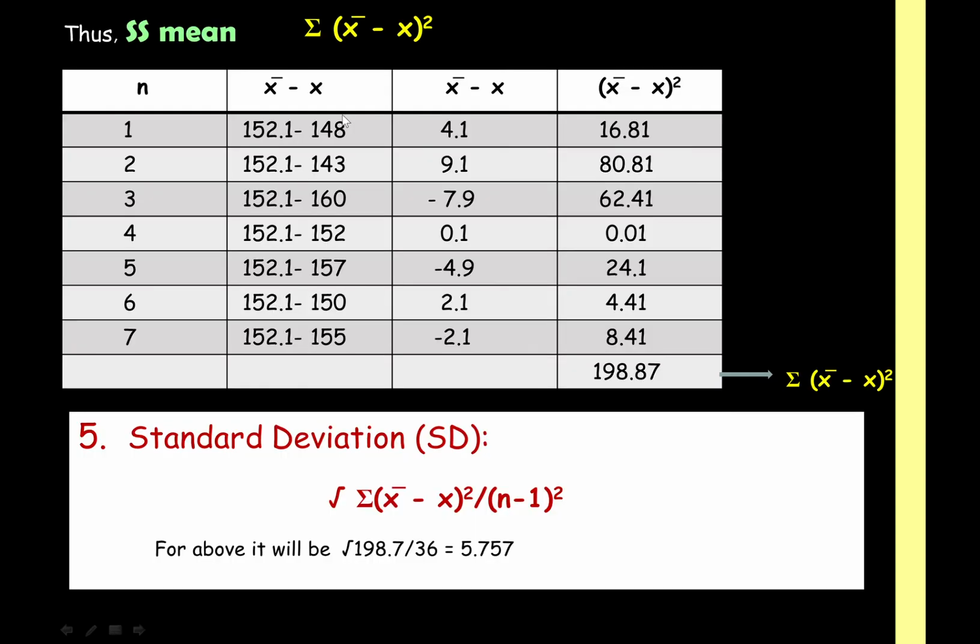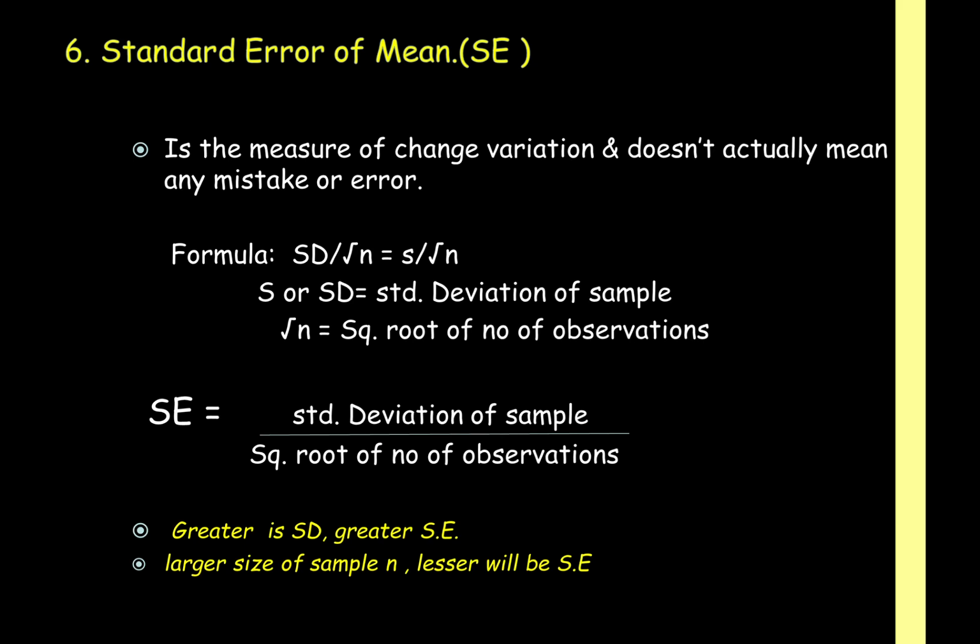This is the average value. These are different values, and they are squared, and you got this. And this, if divided by n minus 1 square, that is the number of observations minus 1 square, what you get is the standard deviation. The sixth term coming in this is standard error of mean. The standard deviation divided by square root of the number of observations is called standard error.